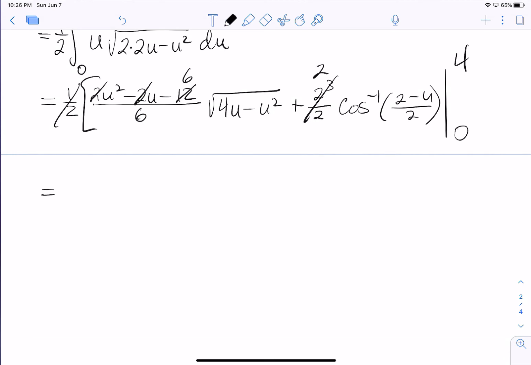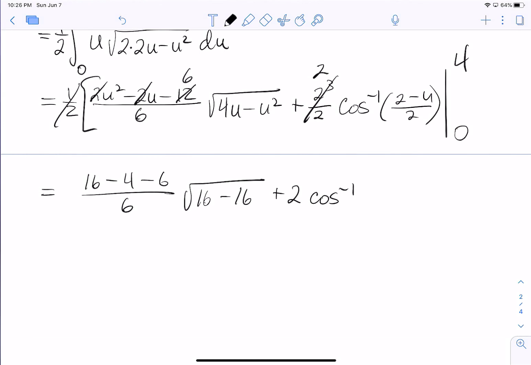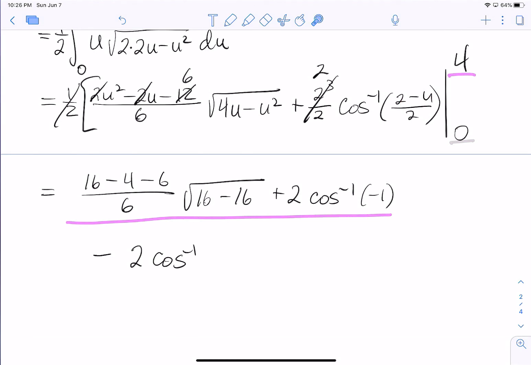Now, evaluating 4 in place of u, we're going to get 16 minus 4 minus 6, all divided by 6, times the square root of 16 minus 16, well, that whole term's gone, plus 2 times the inverse cosine of 2 minus 4 over 2. That's going to be negative 1. All that minus what happens when we put 0 in place of u. The whole first term has the square root of 4 times 0 minus 0 squared, that's a factor of the first term, and so we get nothing from that one. And from the second term, we have 2 times the inverse cosine of 2 minus 0 over 2, so the inverse cosine of 1.